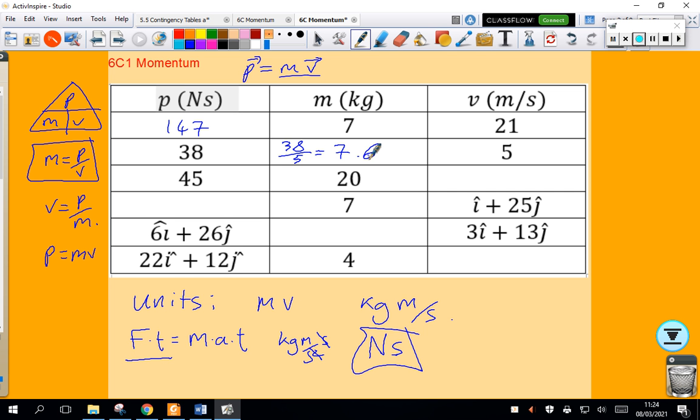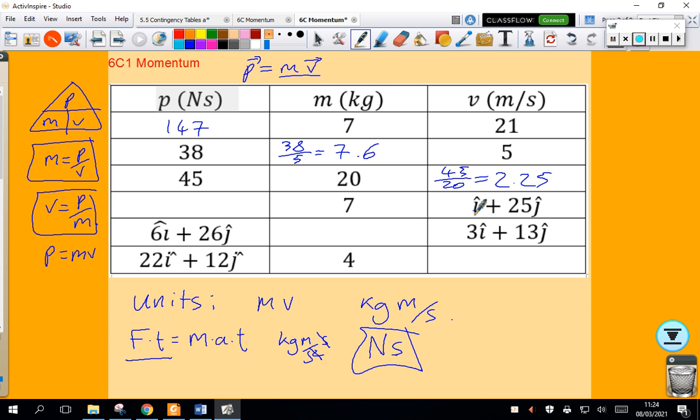How do I find the velocity? If I'm given momentum and mass, well, velocity is momentum divided by mass. 45 divided by 20 will give me my velocity. 20 goes into 45 twice, remainder 5. 5/20 is a quarter, which is 0.25. So 2.25 meters per second.